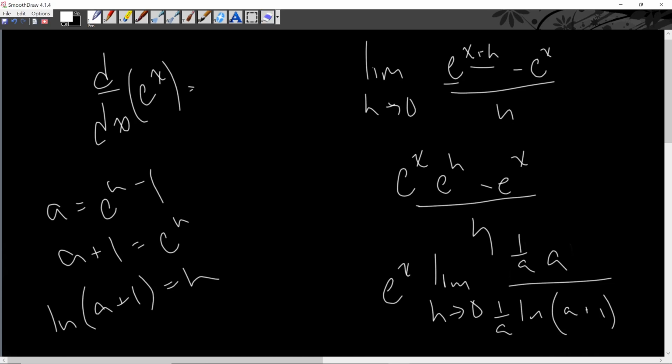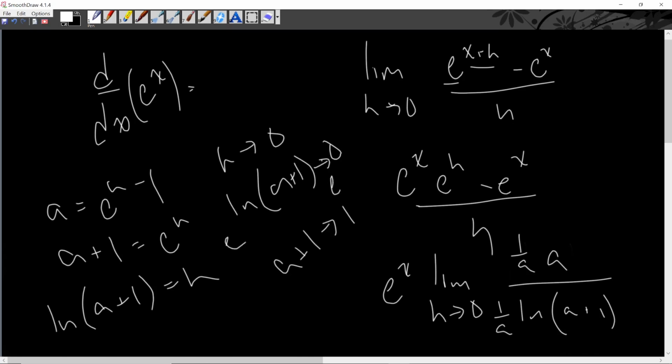Oh, and we also said that as h approaches 0, ln of a plus 1 is approaching 0. So if you do e to the both sides, you have a plus 1 approaches 1, which means that a approaches 0. So this limit still works the same. We still have e to the x times the limit as a approaches 0 now.